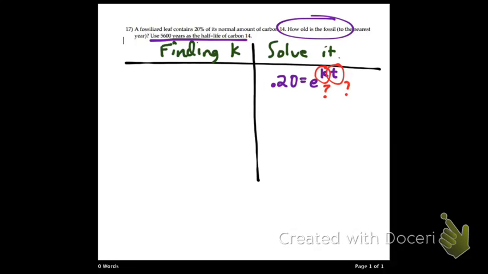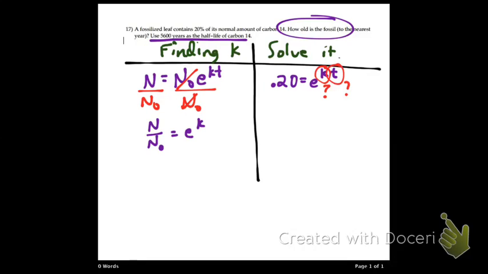That's why we have to find k. The half-life information is the part that we use to find k. Let me back up a little bit. I'm assuming that we all know this part: N equals N sub 0 e to the kt. When we divide both sides by N sub 0, the N sub 0's cancel out, and we get N over N sub 0 is equal to e to the kt. So we get this ratio of N to N sub 0.